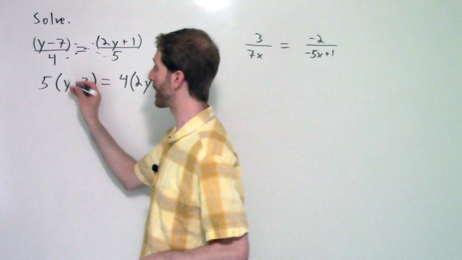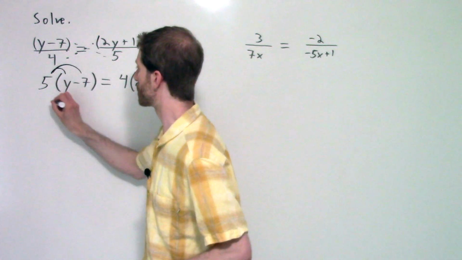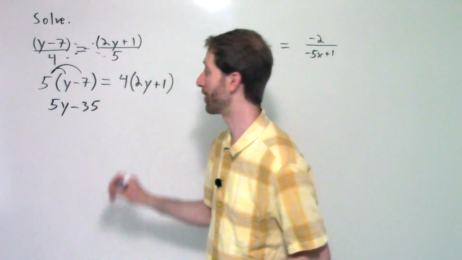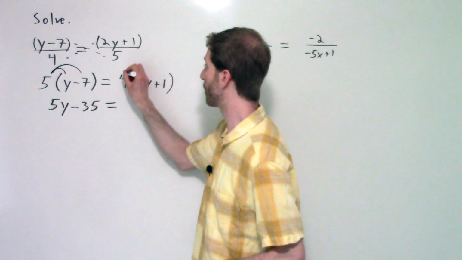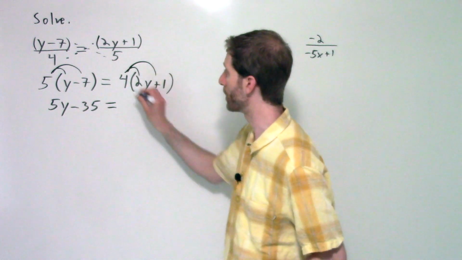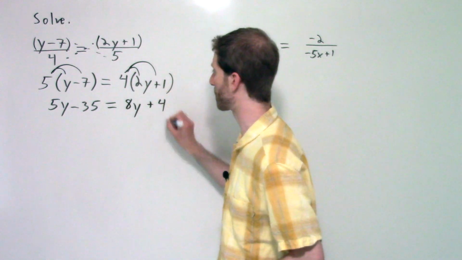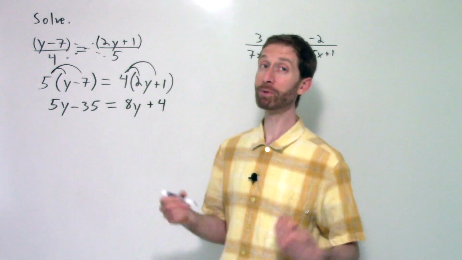So I'm going to multiply by the 5. So it's 5y minus 35. Distributing right there, right? And we're going to distribute on the right-hand side. 4 times 2y, 4 times 1. 4 times 2y is 8y. 4 times plus 1 is plus 4. Now we've just got a simple old equation to solve.